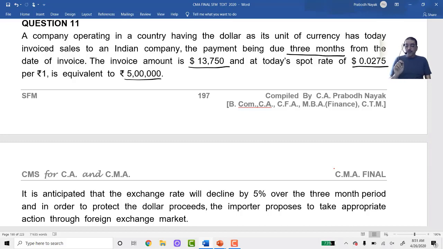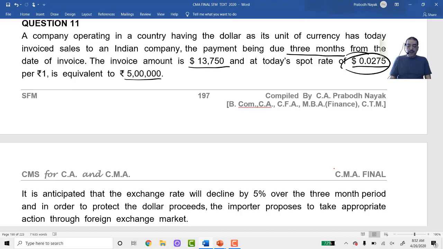So that is a spot rate. 0.0275 is your spot rate. So 13,750 when you divide by 0.0275, you will be getting 5 lakhs. Or alternatively, 5 lakhs into 0.0275, you will get the exact figure 13,750. That is also called the rate at which the dollar would be exchanged for rupees as of today.